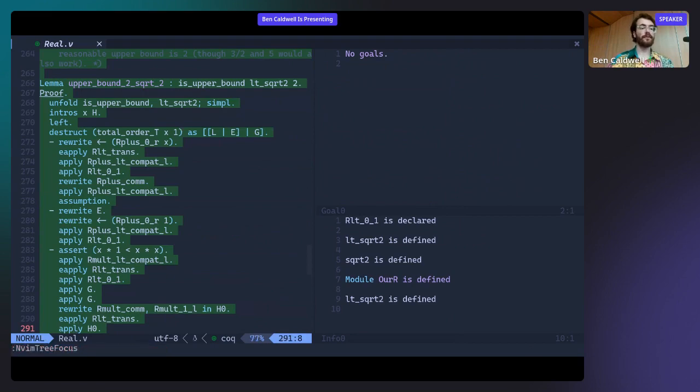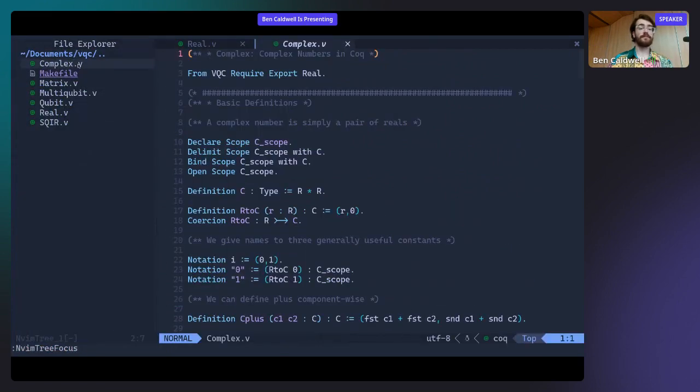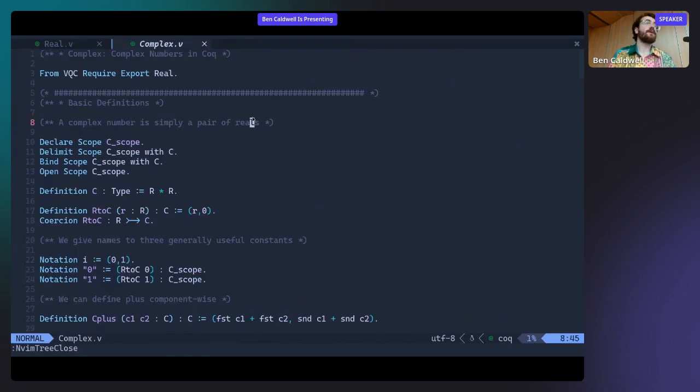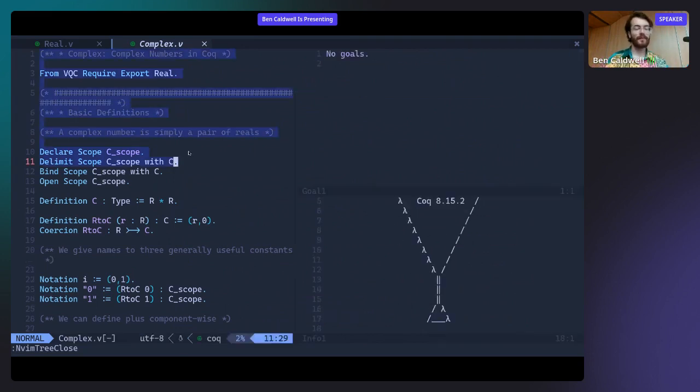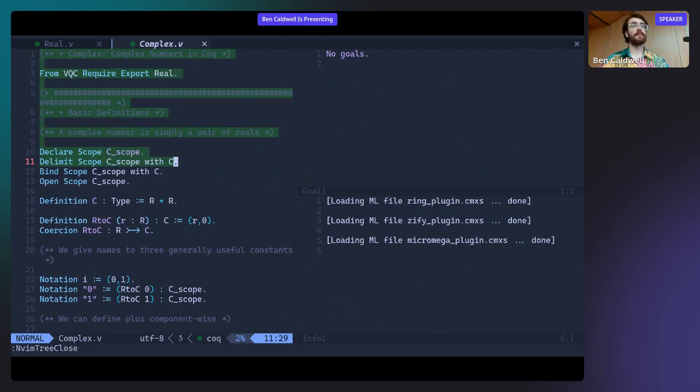So we're just going to move on to complex numbers. For complex numbers, we want very much the same things as the reals, but we want to do less work to get there. Going through all this stuff with the reals takes a lot of time, and we want to just build off of Coq's inbuilt reals.